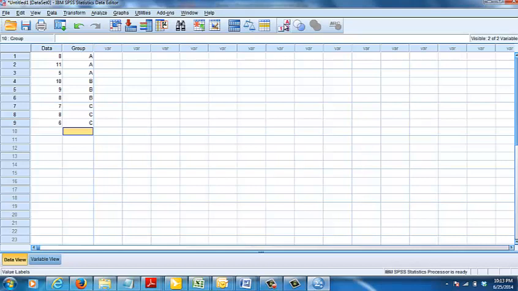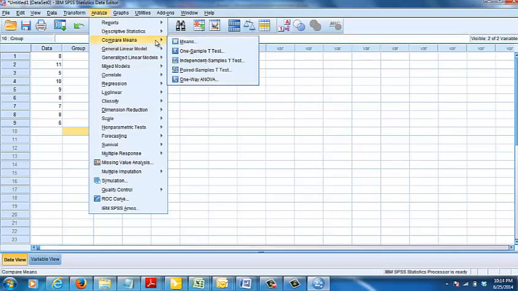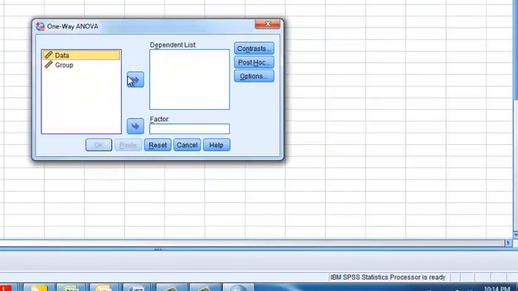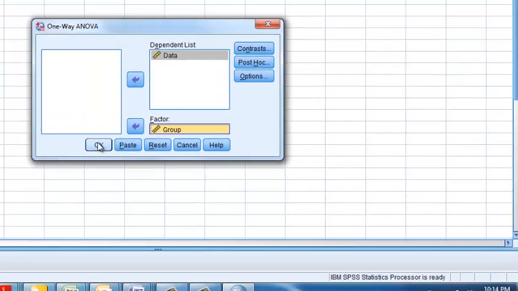If I click this label, those 1, 2, and 3s turn to A, B, and C. That's our setup, and now we'll do Analyze, Compare Means, One-Way ANOVA. Data is your dependent variable. Group is your factor. We don't have anything significant here, so I'm going to leave this alone. And I'm going to click OK.